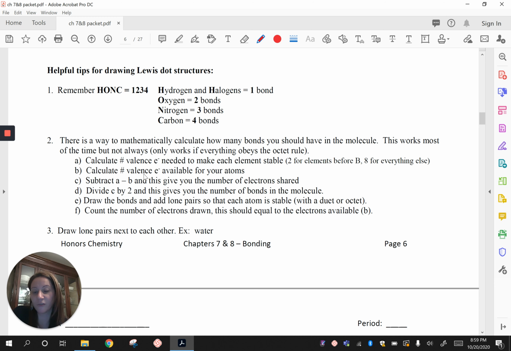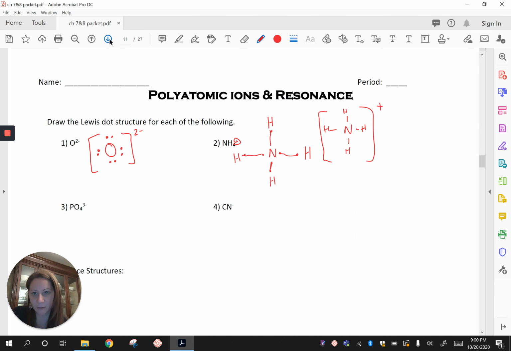Then you calculate the number of valence electrons available for your atom. You subtract A minus B, that gives you the number of electrons shared. Divide by 2, that gives you the number of bonds in the molecule. You draw your atoms, you link everything together, draw the correct number of bonds as indicated in part D, and then give everybody lone pairs so that all of them have a duet or an octet, and then double check that you've drawn the correct available electrons, which are in B. That's a lot of stuff, so let's actually practice it.